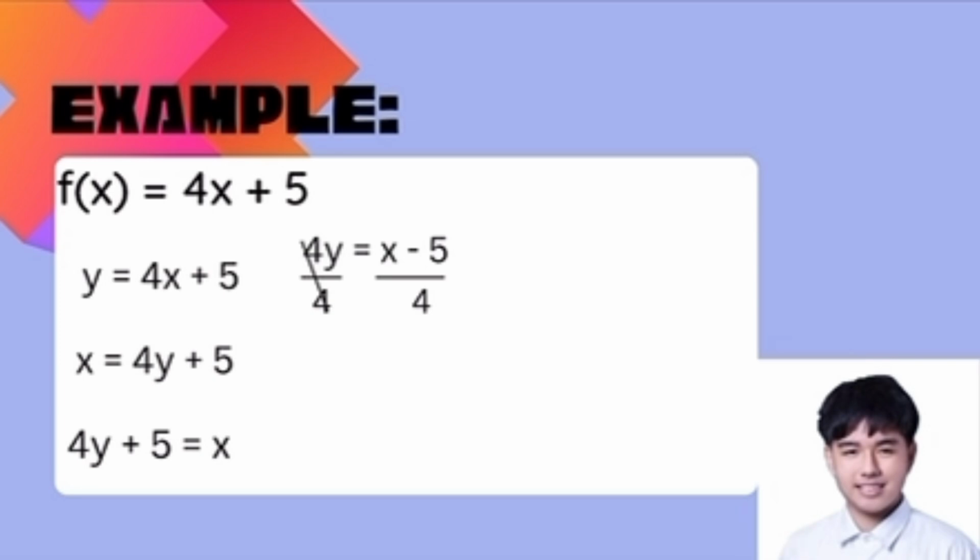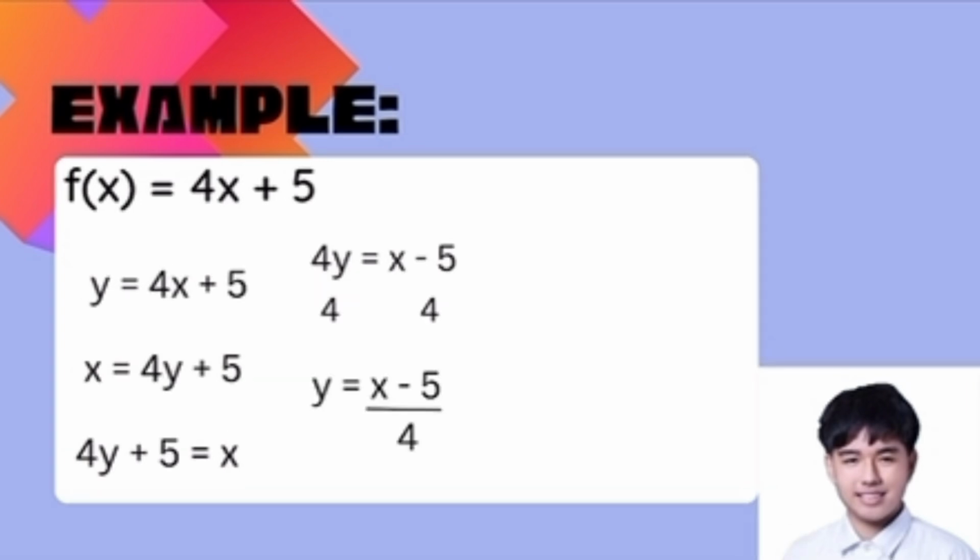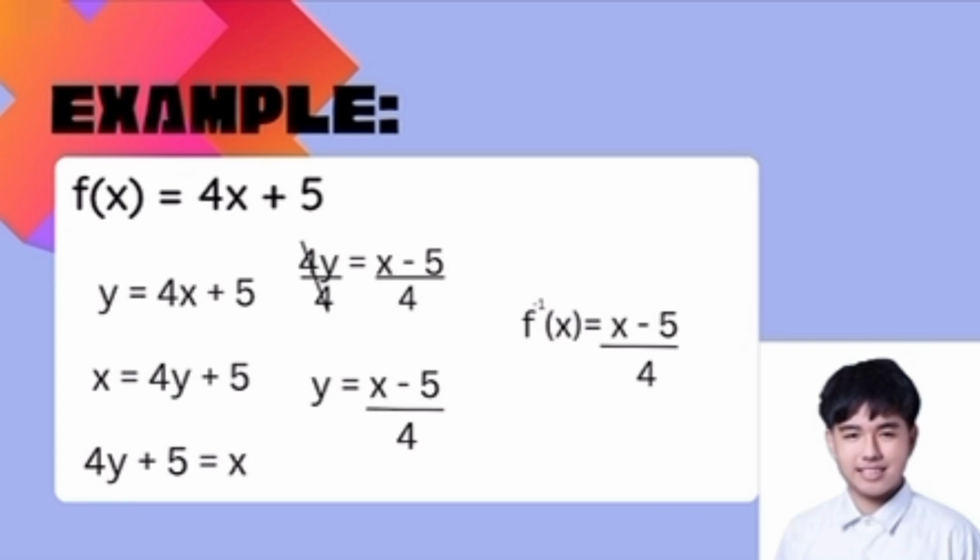And we're just going to cancel 4 and 4. And then change y to f inverse of x. Then we have the final answer. F inverse of x is equal to x minus 5 over 4.